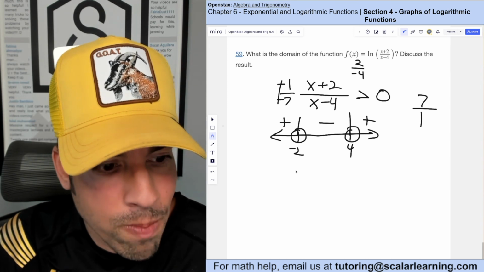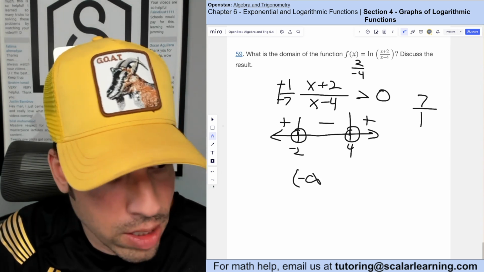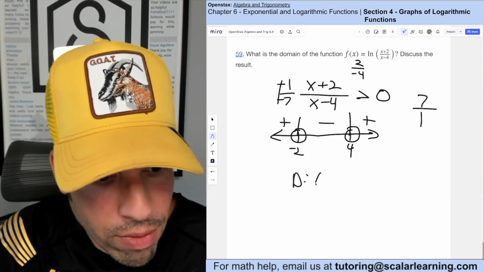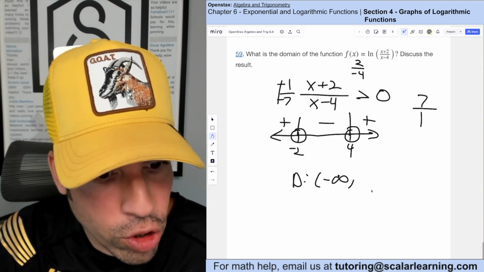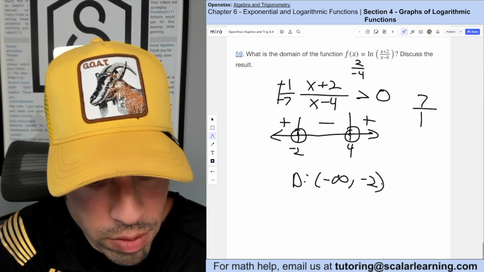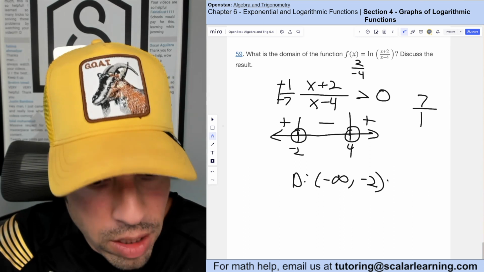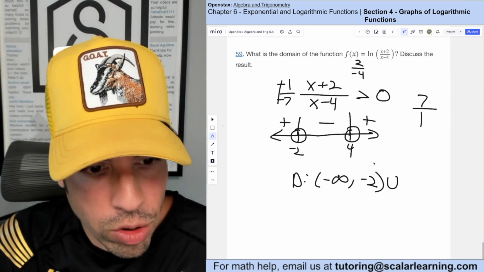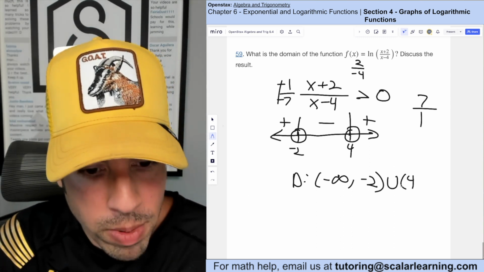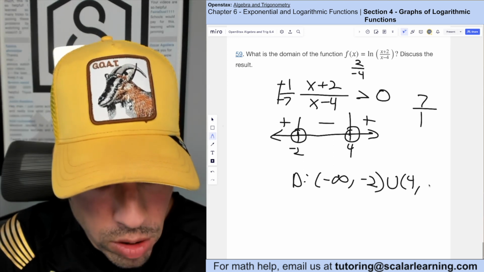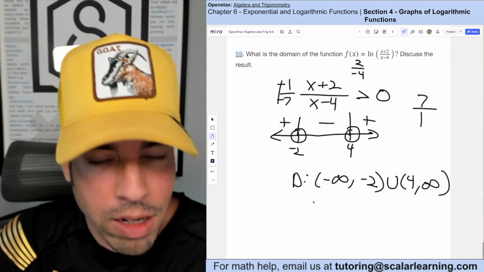So I can write this out as everything from -infinity up to, but not including -2. So we have a curved parenthesis like that, not including. Also unioned with starting at 4, but not including 4, hence the curved parenthesis, going to infinity. And there's your domain, boom, done.